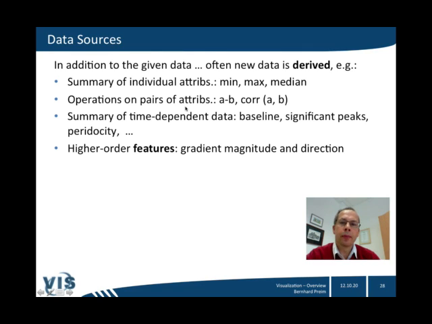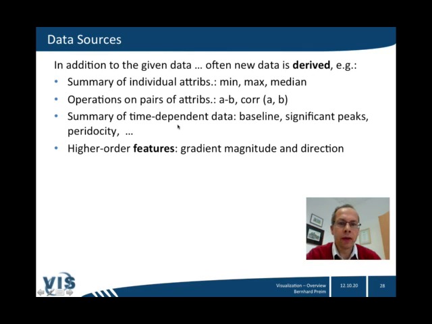Sometimes it's also helpful to make operations on pairs of attributes. Yeah? So for example, we have one attribute A and another one B, and we are interested in the difference. We may be even more interested in the difference between the two than in the individual data of A and B. Or we could be interested in the correlation between A and B.